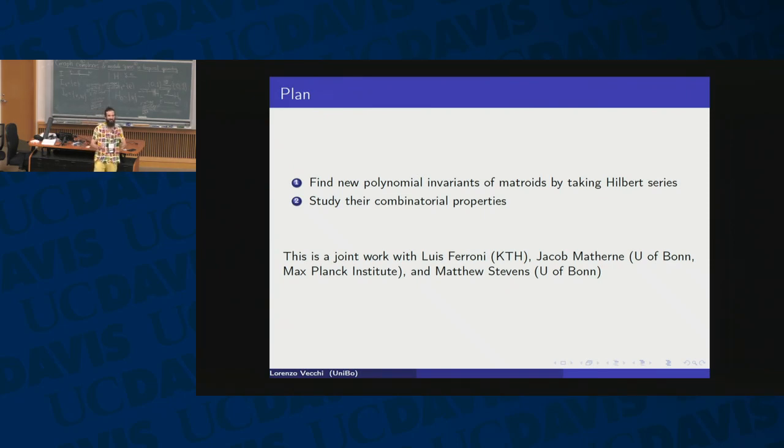And we've already had some spoilers today and yesterday, which is great, because it means that other people are interested in it. And the reason why we're interested in these polynomials is that it turns out that they have some interesting combinatorial properties. What I'm sharing today are parts of the results of a joint work with Luis Ferroni, Jacob Matherne, and Matthew Stevens. And I highly encourage you to check the arXiv version on the internet.